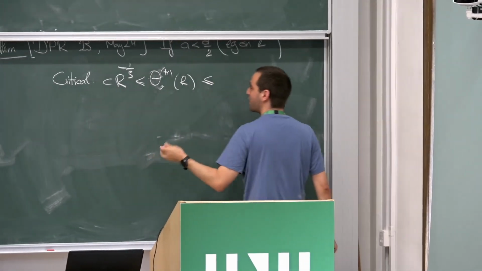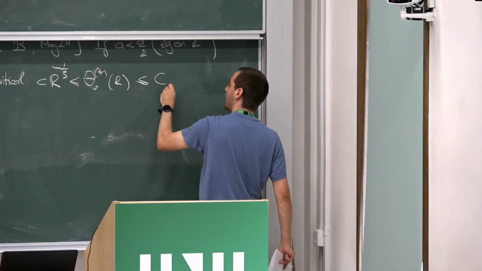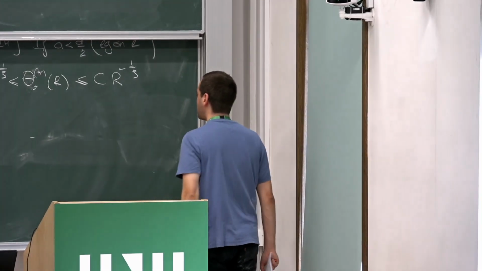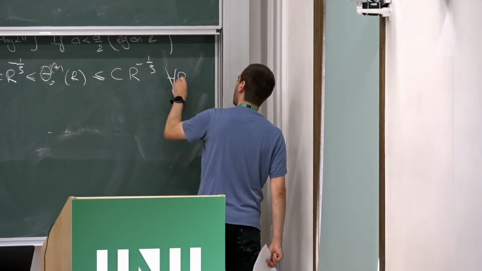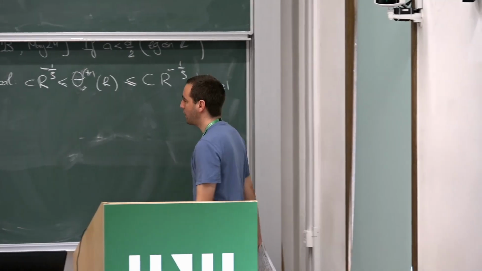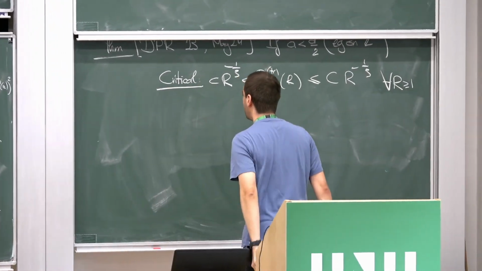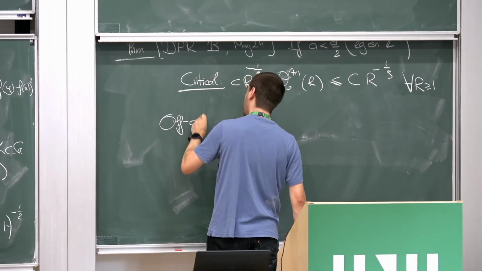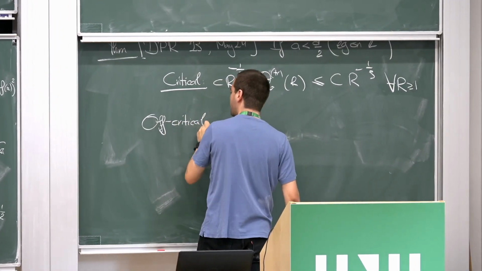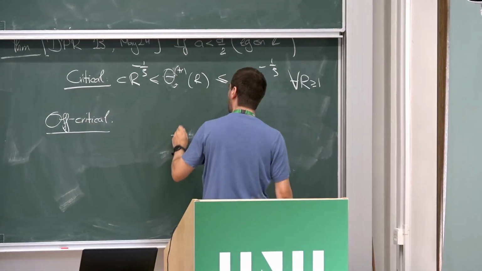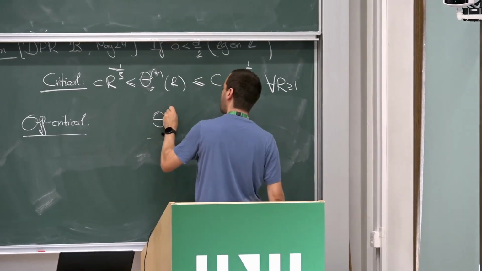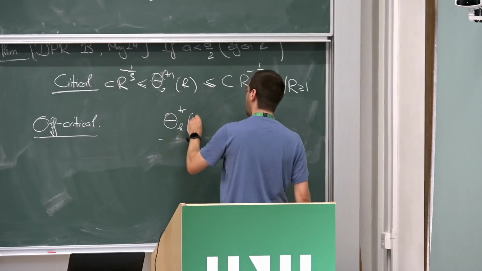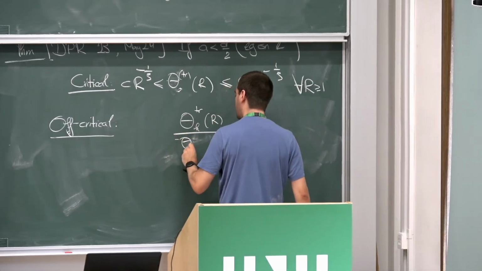So the lower bound is actually sharp. This lower bound was already there, but actually there is no correction. So this is for all R. This is critical because it is at height h equals 0, and then there is an off-critical result. This is now the question of when you look at a height which is not exactly 0, and you compare to what happens at height 0.